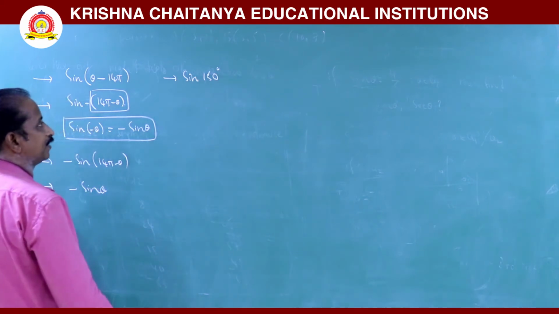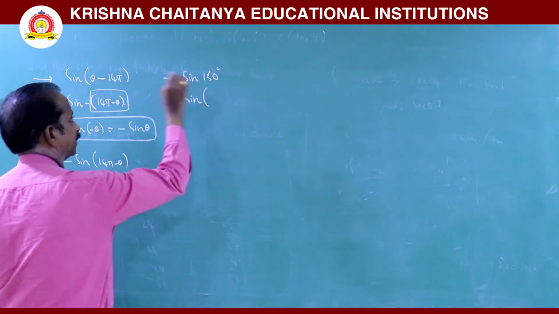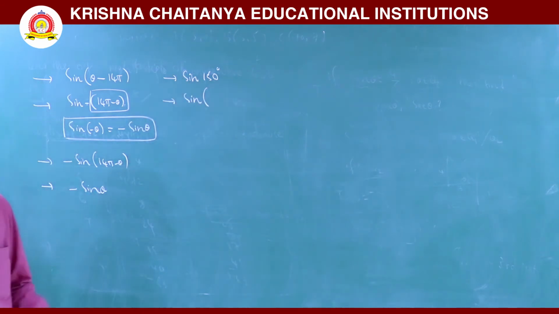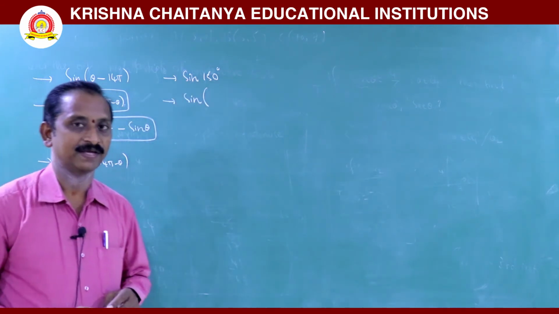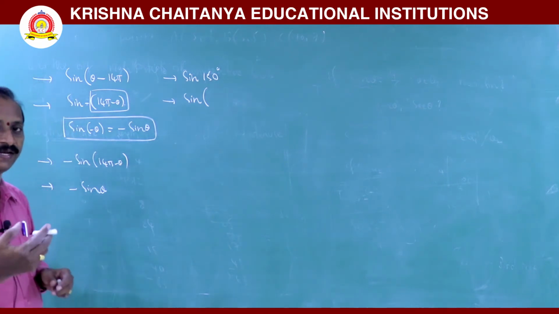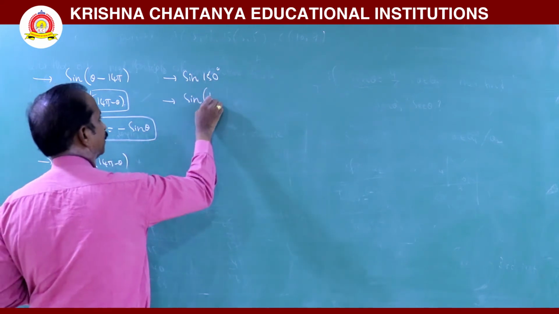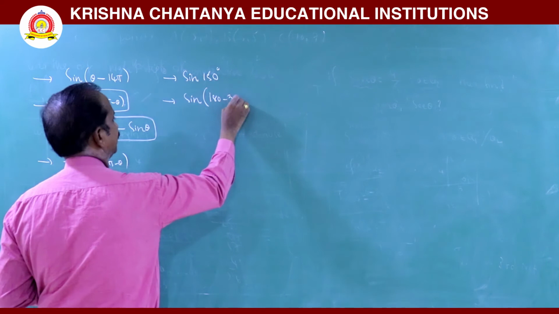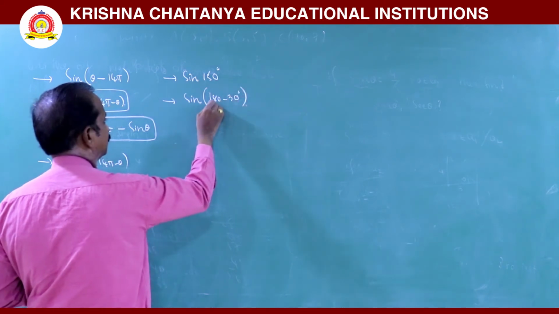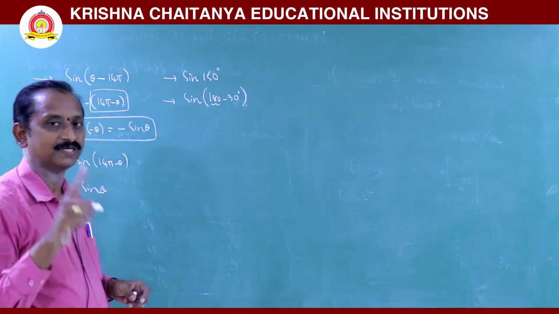Next, if you calculate sine of 150 degrees, we can change 150 like this: 90 plus 60 one way, or 180 minus 30 another way. If you write any one of them, the answer should not change. So, we can write 180 minus 30 degrees. But 180 means pi, and its coefficient should be 1.